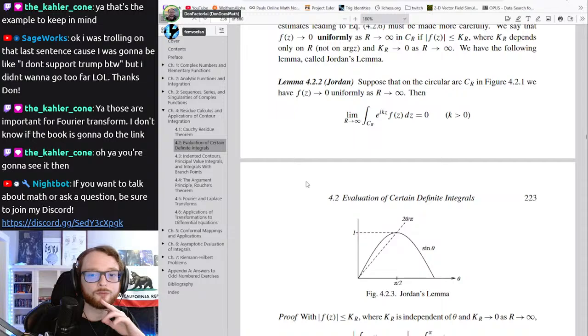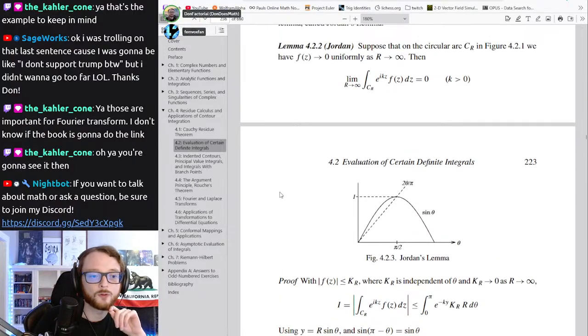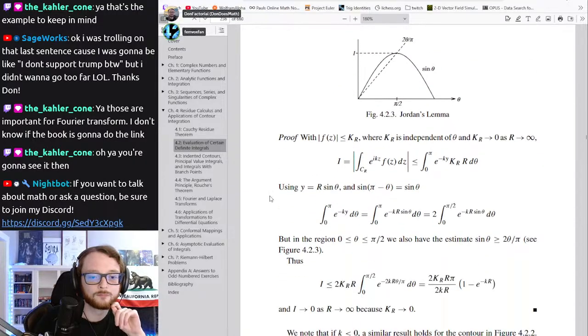But there's probably a little bit more to it than that. But yeah, they use this to help with Jordan's lemma. So if f of z approaches zero uniformly as r goes to infinity, then the integral for an infinite circle of e to the ikz f of z is 0, which looks a lot like a Fourier or Laplace transform. I can't remember which one.